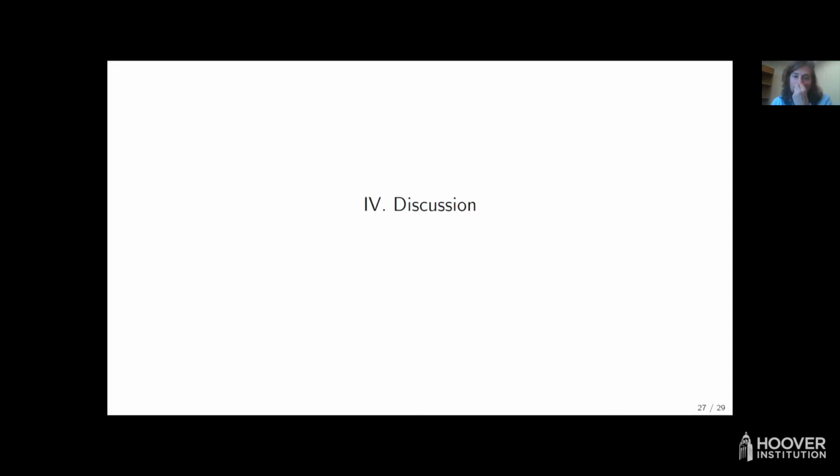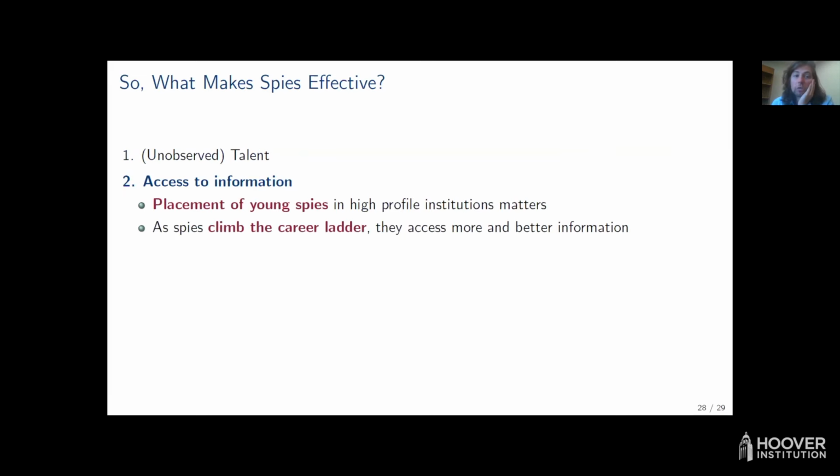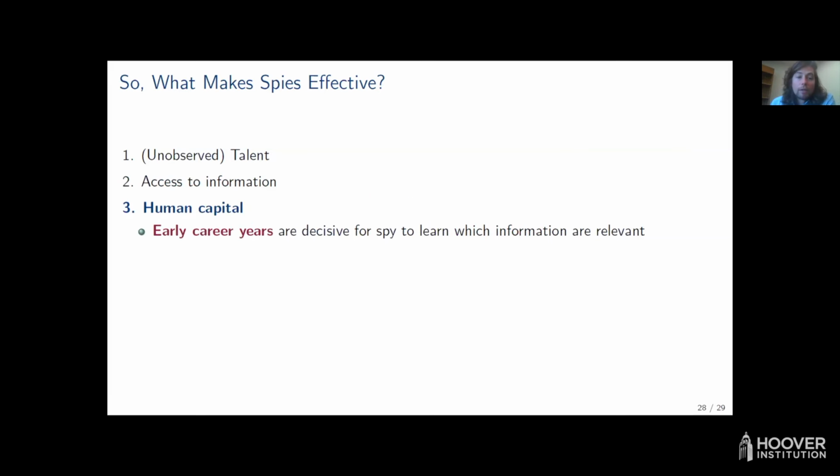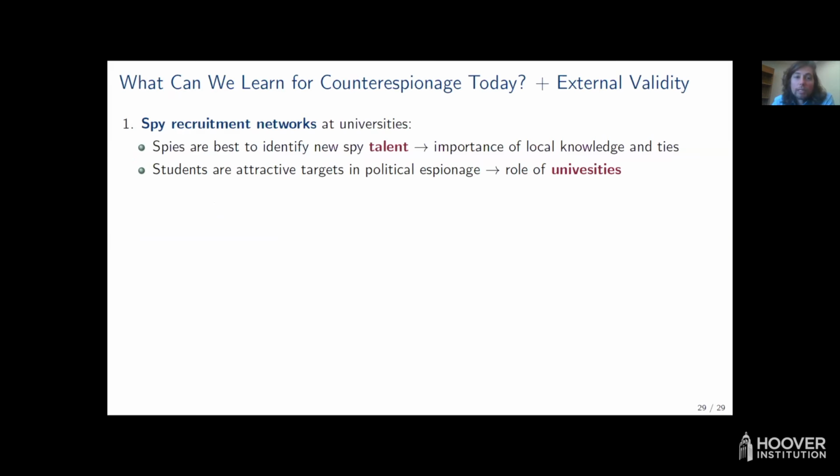Okay, I'm essentially out of time, so I want to conclude. We show that unobserved talent matters. We show that access to information matters, and also how much, in particular the placement of young spies, as well as when they climb the career ladder. We do show that human capital, espionage-specific human capital, seems to be important, and especially the first years of the career are formative. And we show that financial incentives matter. And with all of that together, one can look at counter-espionage lessons for today.